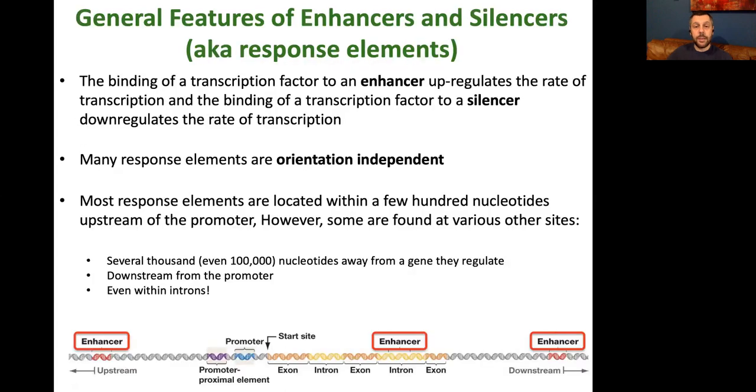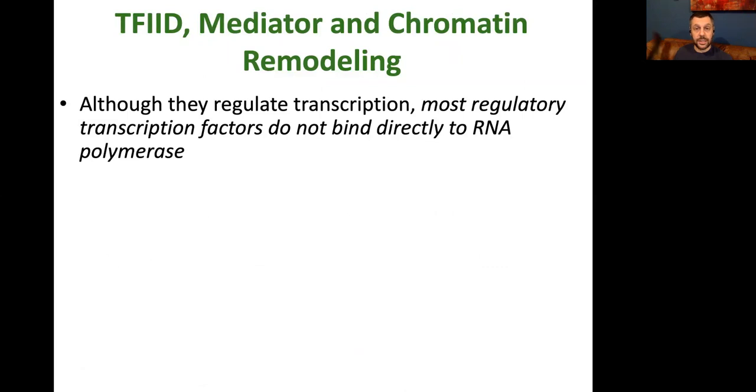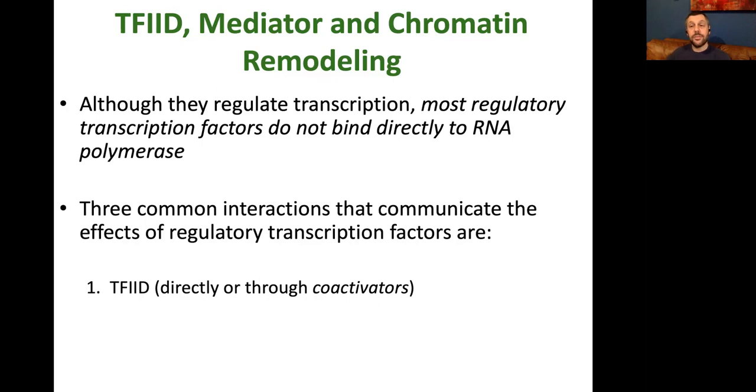So notice that silencers work in the same way. You notice that they are sometimes far from the promoter of the gene that they regulate. And interestingly, most of these guys don't actually talk, or rather bind, to RNA polymerase directly. There are different ways that transcription factors can talk to RNA polymerase.